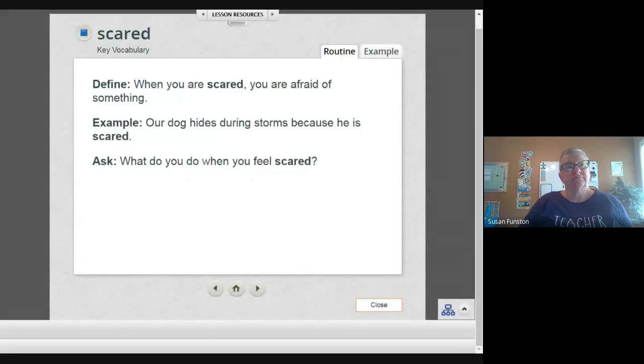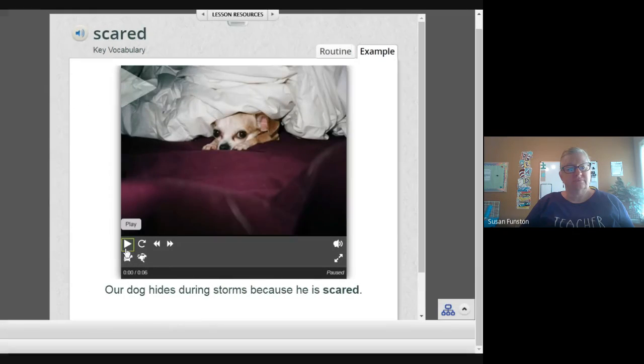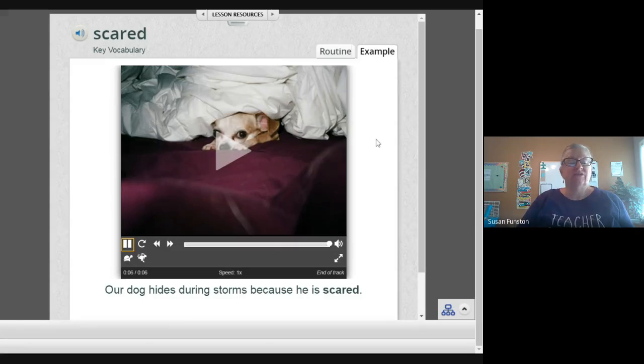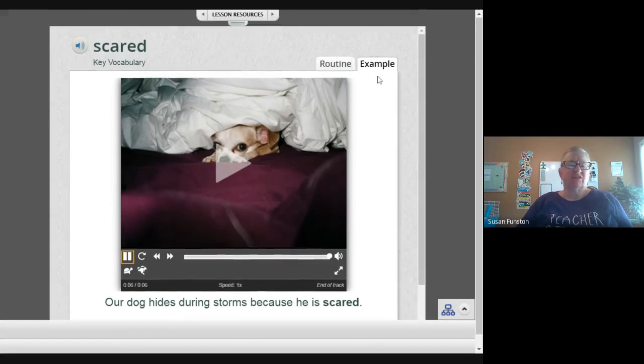Scared. When you are scared, you are afraid of something. Our dog hides during storms because he is scared. What do you do when you feel scared? There's their dog hiding during the storm. Is your dog afraid of storms? My dog is not very afraid of storms, but I've had dogs in the past that were.